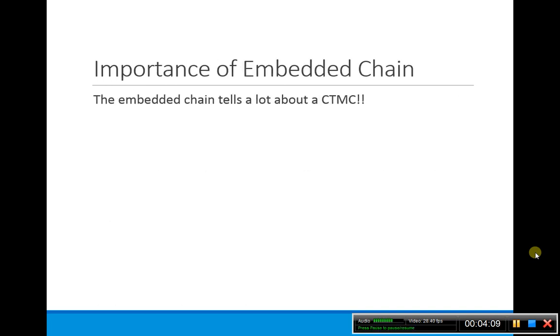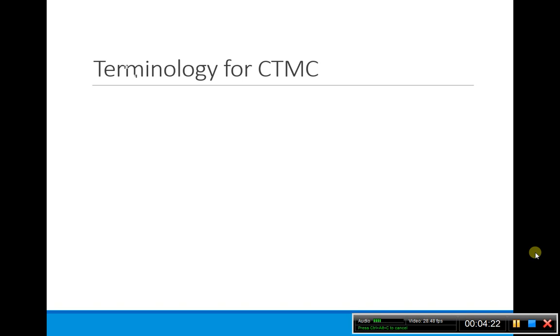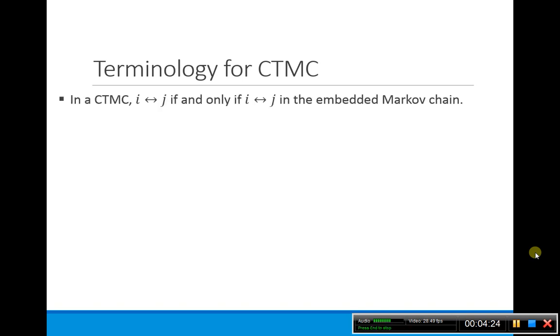So the way we're going to relate this is, remember the embedded chain is a discrete time Markov chain. This embedded chain that's related to our continuous time Markov chain actually tells us a lot about our continuous time Markov chain. So let's talk about some of the terminology for continuous time Markov chains. Here, we say I and J communicate if and only if I and J communicate in the embedded Markov chain. So basically, if you look at the embedded Markov chain and you have that I and J communicate, then you say that they communicate for your continuous time Markov chain. So the embedded Markov chain is going to give us a lot of information.